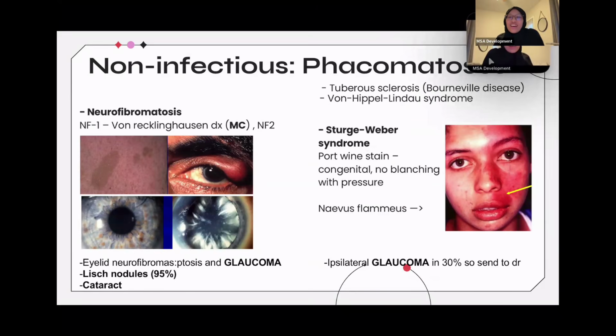Phacomatosis is like, if you remember the neurofibromatosis, all those neurofibroma diseases that you've taken in neuro. Oh, just give me a second, sorry.